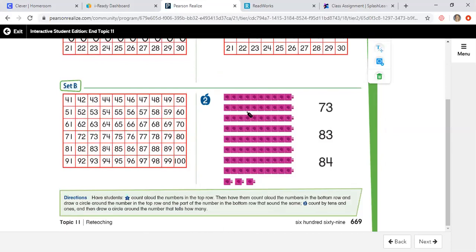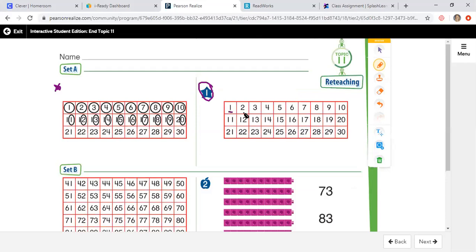Okay, so let's count the top row. 1, 2, 3, 4, 5, 6, 7, 8, 9, 10. Okay, now I'm going to count the bottom row and circle the numbers that have the same sound as that top row, the 1, 2, 3, 4.